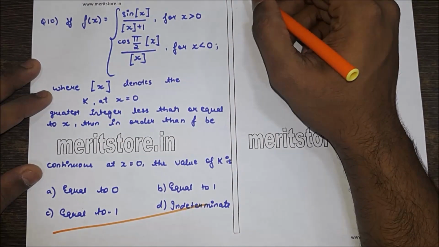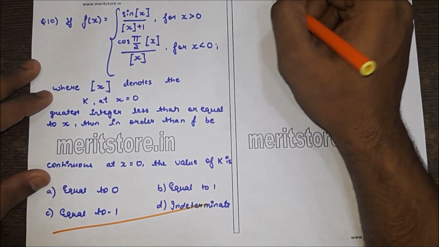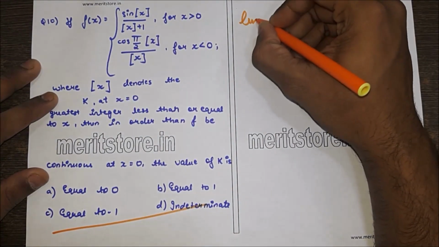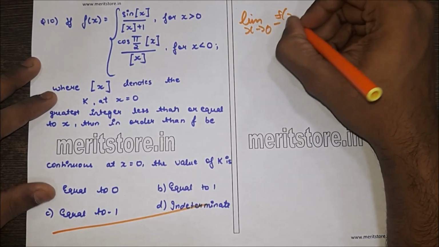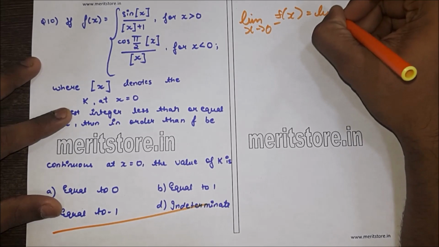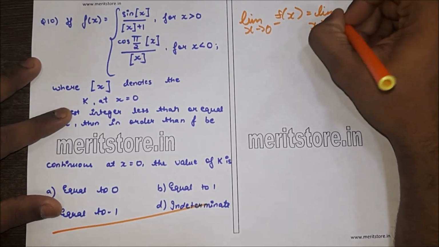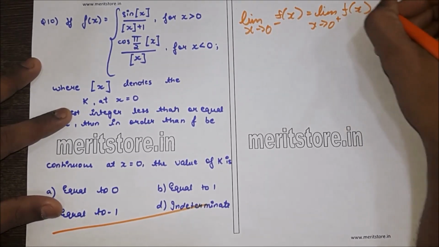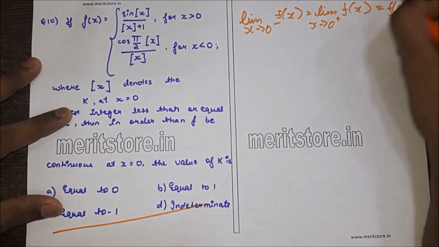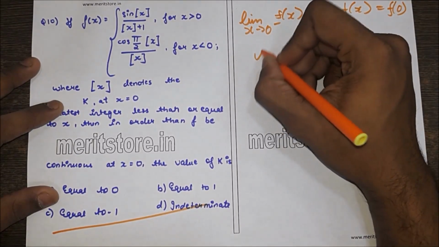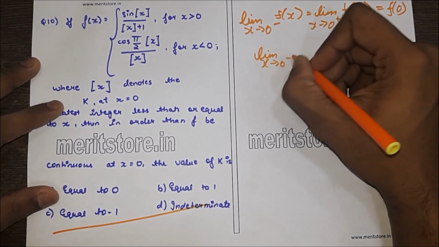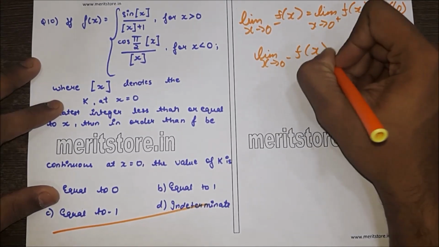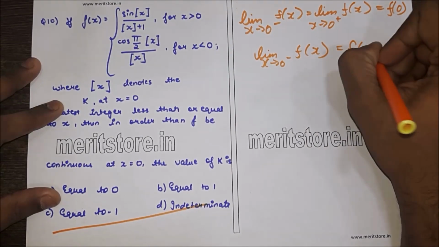So first we have f is continuous at x is equal to 0. So from that we can write limit of x tends to 0 negative f of x is equal to limit of x tends to 0 positive f of x is equal to f of 0. From this we can write limit of x tends to 0 negative f of x is equal to f of 0.